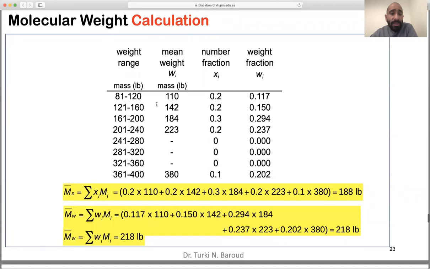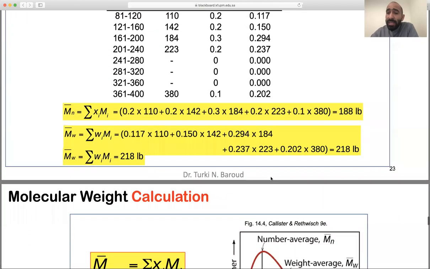So then what's going to happen is that you're going to take the first one. The way that we can calculate the number average molecular weight is you do the fraction 0.2 that we just calculated, and you multiply 0.2 by the mean, which is 110, plus 0.2 times 142, and you do the summation to end up having 188 pounds. And similarly for the weight average molecular weight, you do the summation by multiplying the weight fraction times the mean fraction. Okay, great. So at the end, almost I'm done.